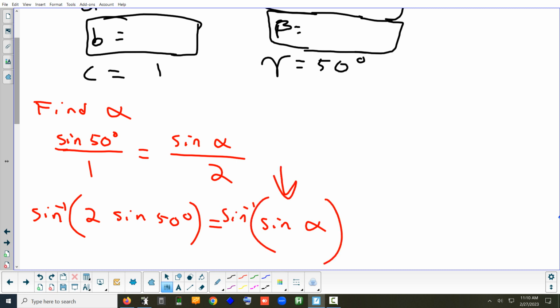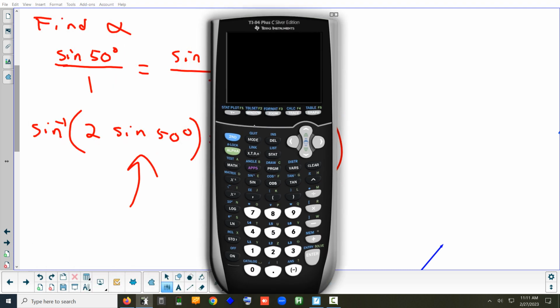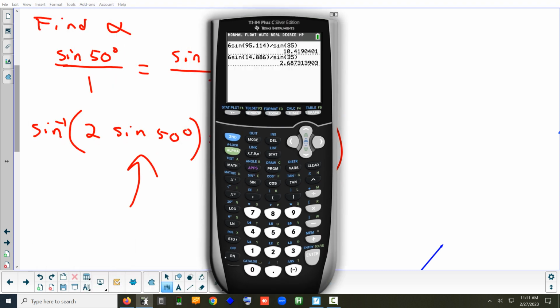Now, when you fill something in to the inverse sine function, what you plug in is called your domain. Does anybody remember what the restriction is on the domain? When you plug something into inverse sine, what does it have to be between? -1 and 1. So if you just check out what's happening inside the parentheses, 2 sine 50, it's 1.5.